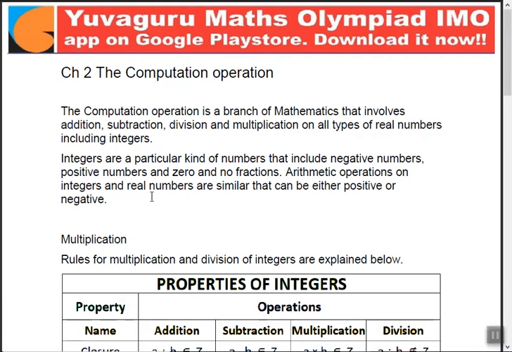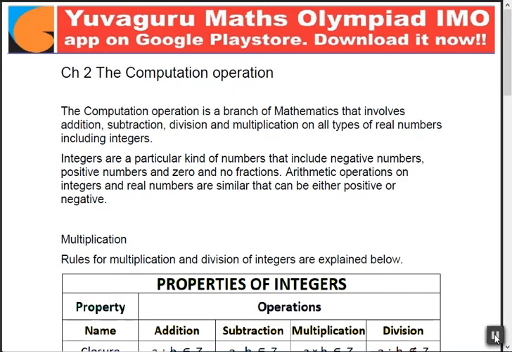Arithmetic operations on integers and real numbers are similar, that can be either positive or negative. Means what? Positive or negative means what? Suppose if you do 3 minus 1, that will be positive because answer will be plus 2. But if you do 1 minus 3, the answer will be minus 2, right? So that will be negative. Okay, so that's why it's either positive or negative. Remember this. So on integers and real numbers, they are similar.